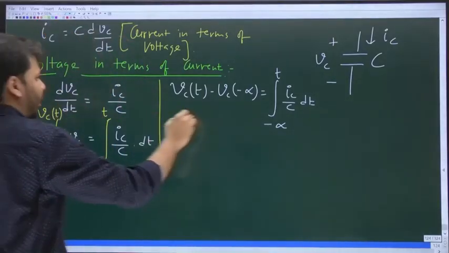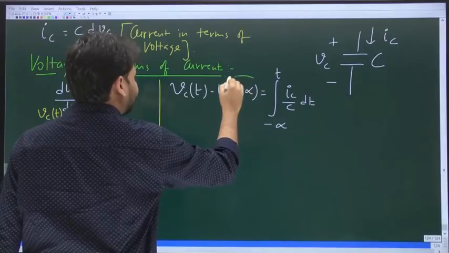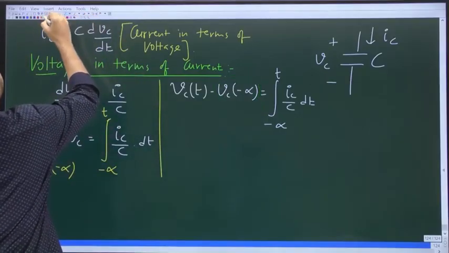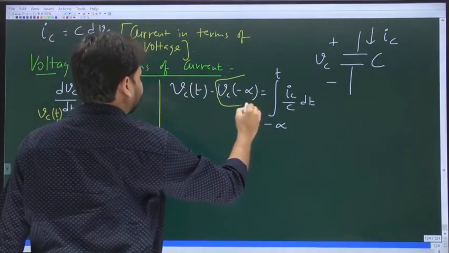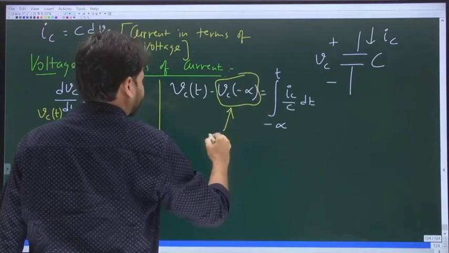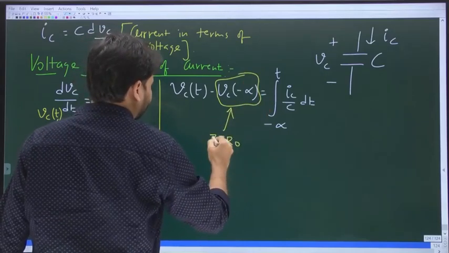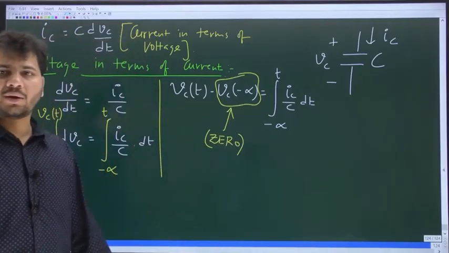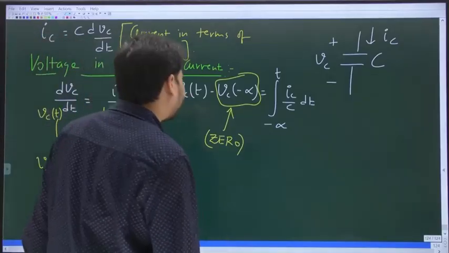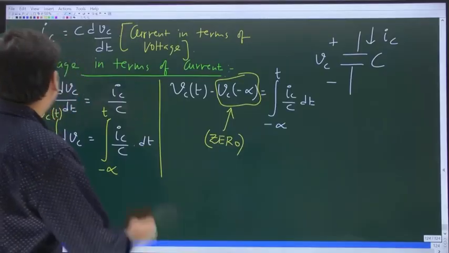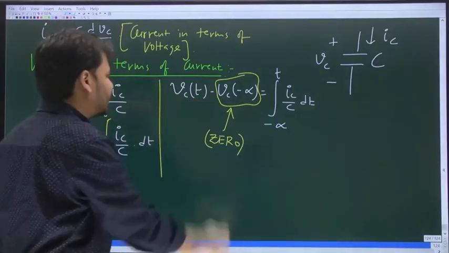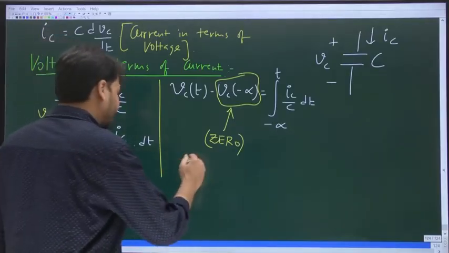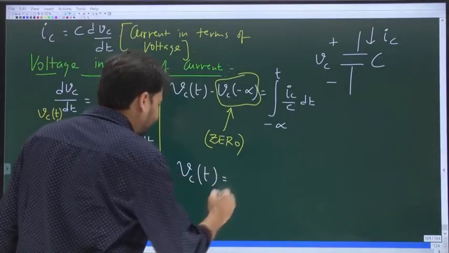So that is the first point. Vc of minus infinity is always going to be 0. If Vc of minus infinity is 0, then on the left hand side, what is left? Only Vc of t.